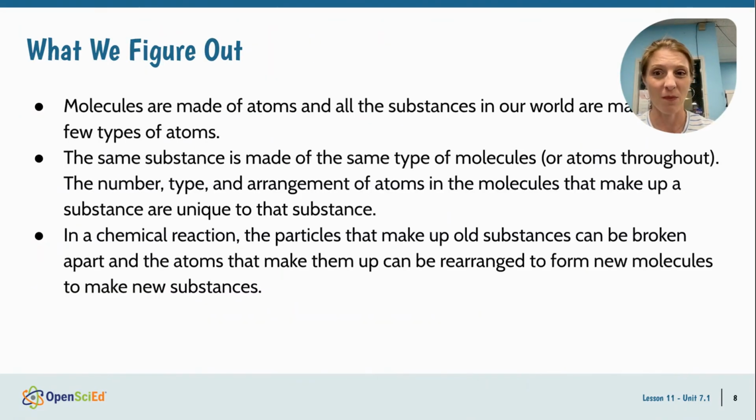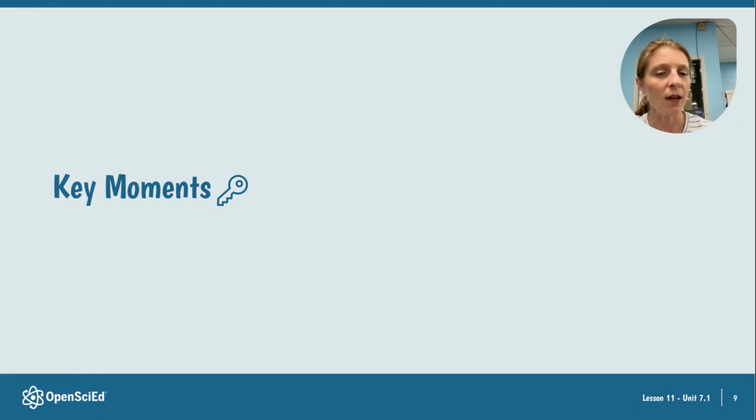We figure out a lot. We figured out that molecules are made of atoms and that all substances in the world are made of only a few types of atoms. We also figured out that the same substance is made of the same type of molecules or atoms throughout. And we figured out that in a chemical reaction, the particles that make up the old substances can be broken apart, and the atoms that make them up can be rearranged to form new molecules to make new substances. Let's take a look at a few key moments that will help us to get through this lesson efficiently.